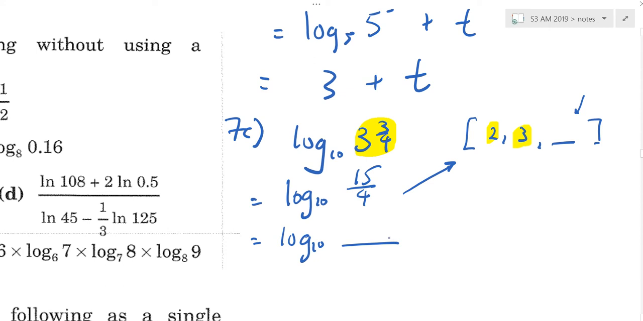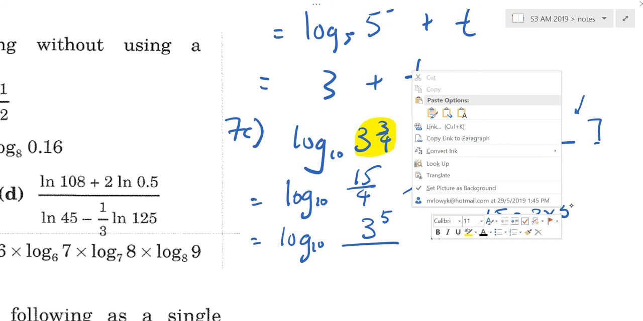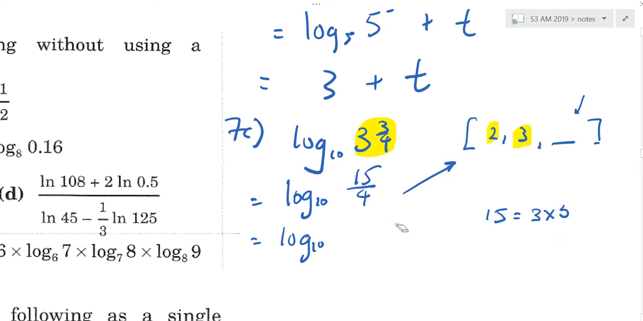3 times 3, 3 times 3 times 3. 3 to the power of 5 is wrong, because 15 is not 3 to the power of 5. 15 is just 3 times 5, right? So then how? Maybe I split them up first. Shall we split them up? So what do I mean by split?